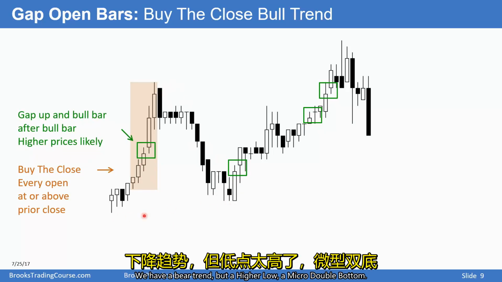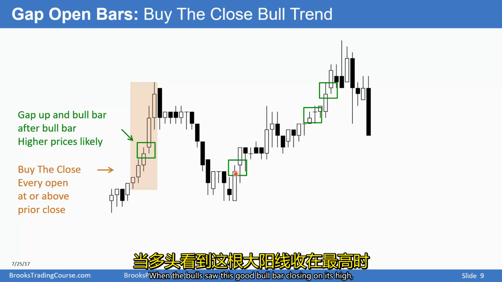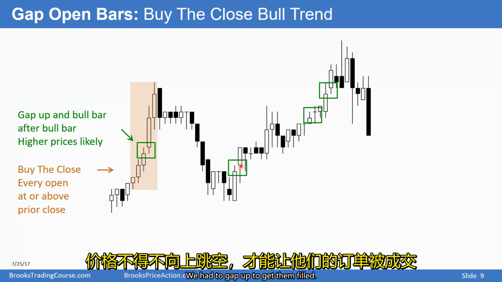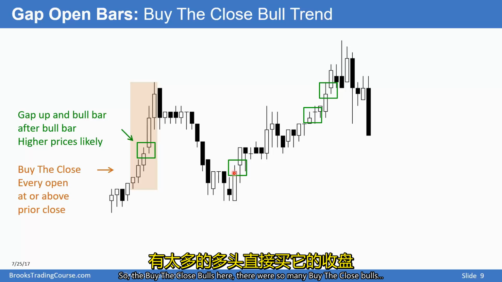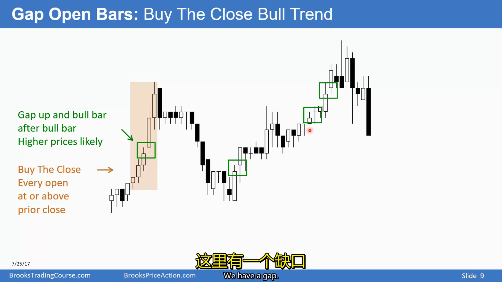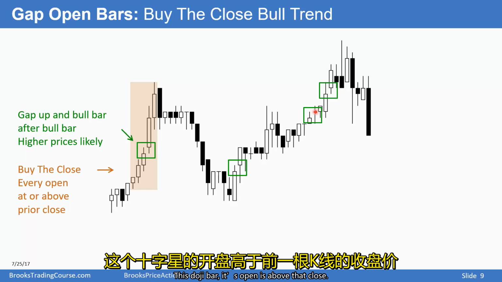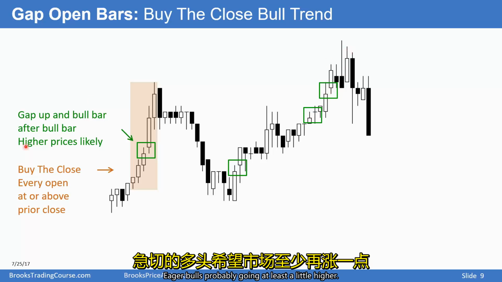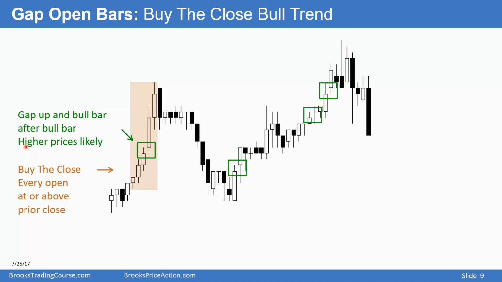Same here, we have a bear trend, but a higher low, a micro double bottom. When the bulls saw this good bull bar closing on its high, so many of them were eager to buy, they bought the close. We had to gap up to get them filled. There were so many buy the close bulls that they got filled above the high of the close. We have a gap. This doji bar, its open is above that close. Here we have a gap between this open and that close. Eager bulls probably going at least a little higher.